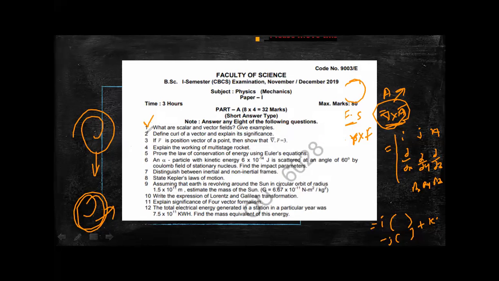Yes, sir. Second question is also over. Third question we also completed, right? Third question: R is a position vector. Show that del dot R equals 3. Did we complete this one? Has anyone responded? Give a response.